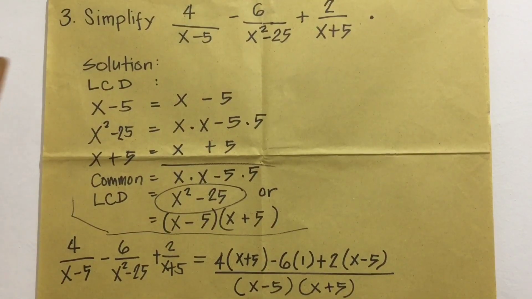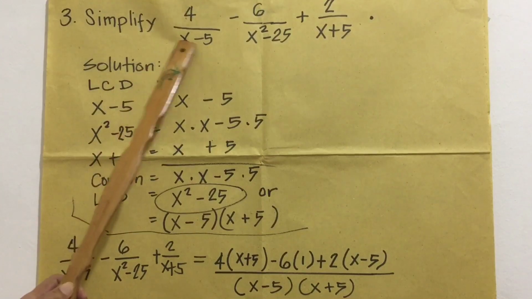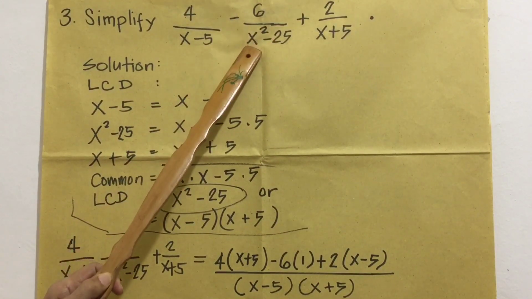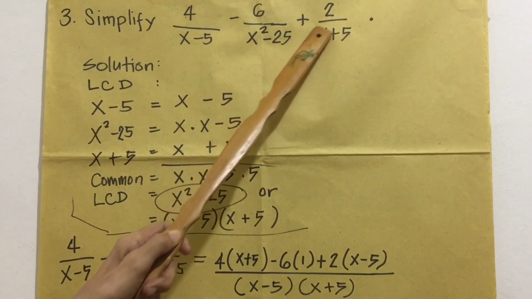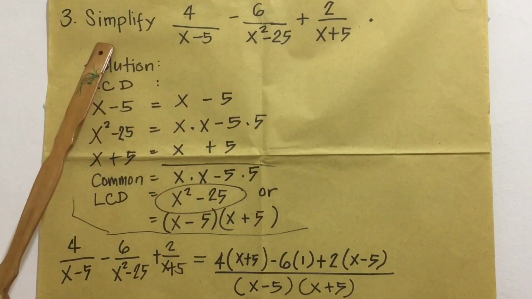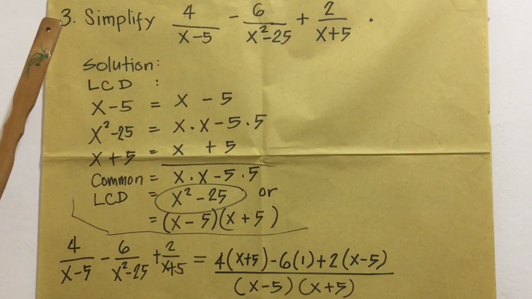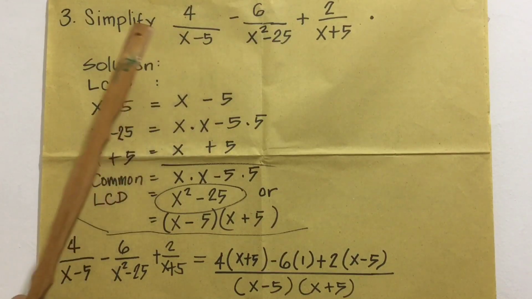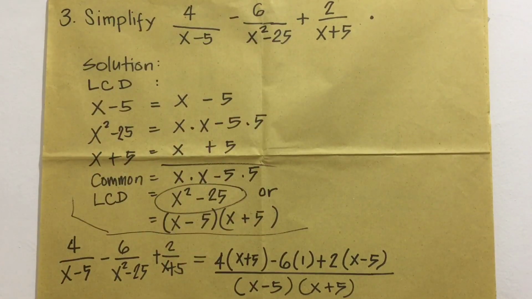Next, number 3, simplify 4 over x minus 5, then minus 6 over x squared minus 25, plus 2 over x plus 5. So simplify means our target is to merge these 3 rational expressions into one single rational expression. So how to do that?